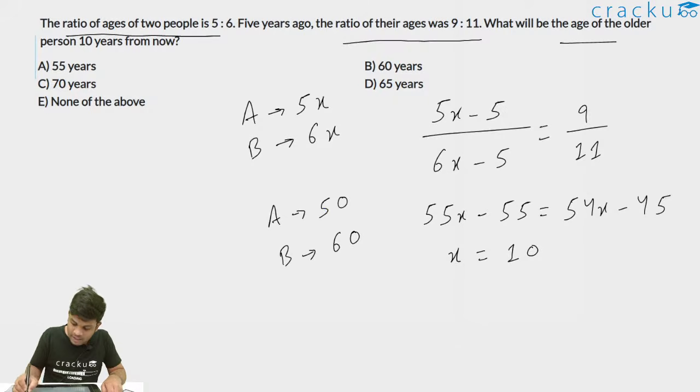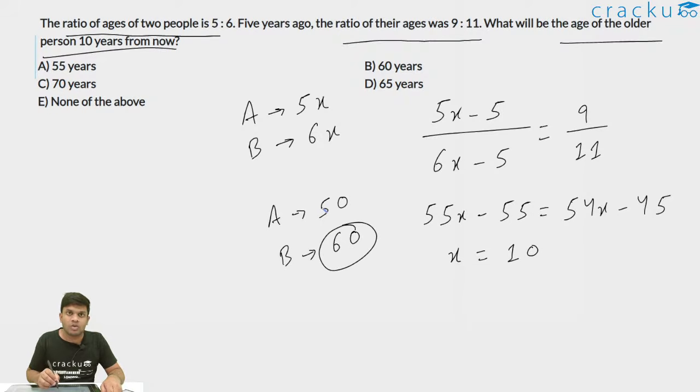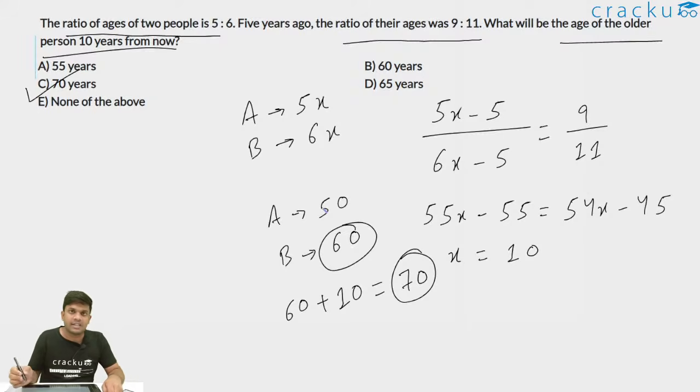And we have to find the age of the older person 10 years from now. B is older, so the present age is 60 years. So 60 plus 10 years from now will be the age of B. That means the answer is 70 years. So option number C is the answer.